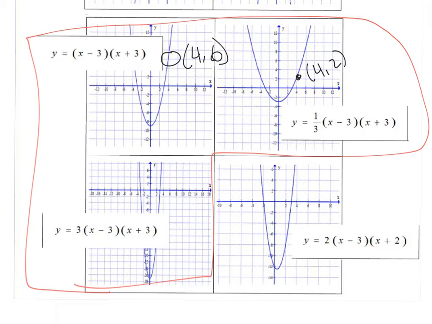Another way to think about it, because we have all three of these to compare, this one's the skinniest, so that was stretched. This one's the widest, so that was shrunk. And this one's in the middle, so that has no vertical shift, no vertical stretch or shrink. And then lastly, this one, those x-intercepts match and it opens up.